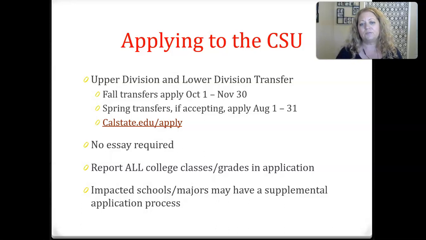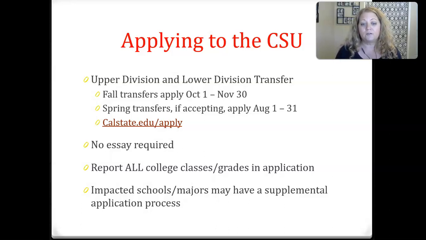However, you had to have been admissible out of high school. So you had to finish the A through G requirements and whatever else the high school requirements are. As a freshman, you had to be eligible. Not every campus accepts lower division transfer students, so you have to research to see who does.